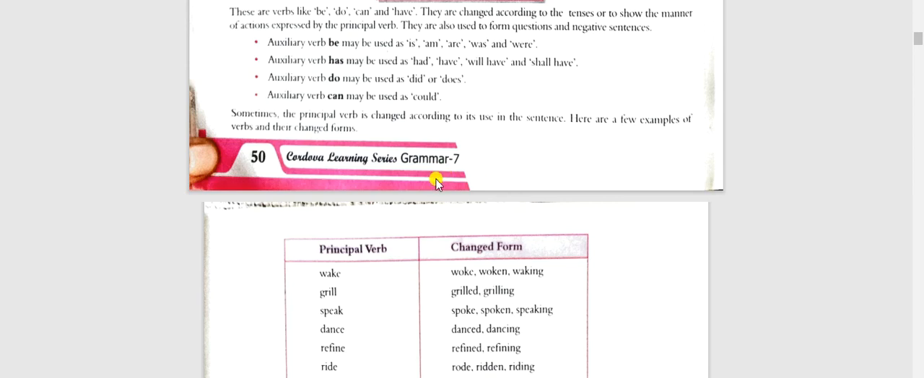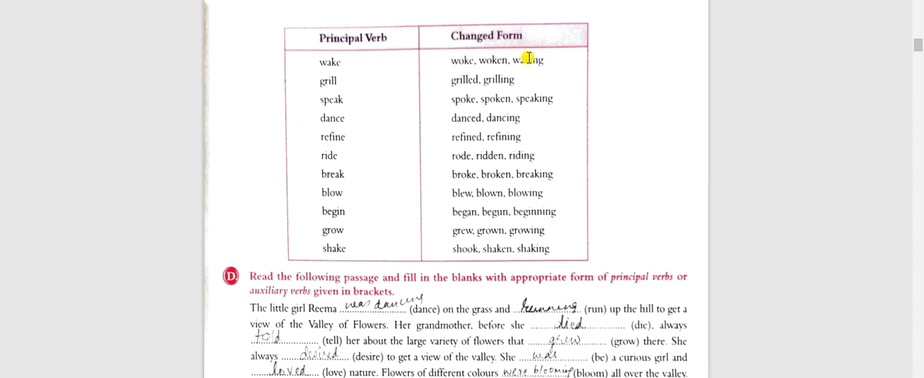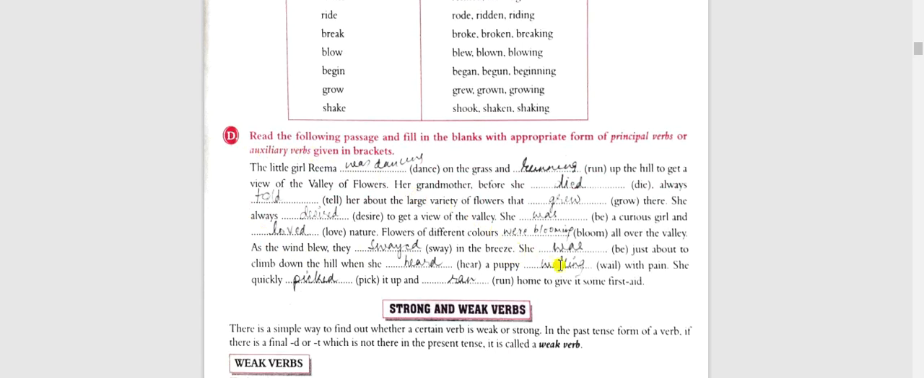Here are a few examples of verbs and their change form. Now, principal verb and the change form. Wake, woke, woken, waking. Grill, grilled, grilled. Speak, spoke, spoken, speaking. Dance, danced, dancing. Refine, refined, refining. Ride, rode, ridden, riding. Break, broke, broken, breaking. Blow, blew, blown, blowing. Begin, began, begun, beginning. Grow, grew, grown, growing. Shake, shook, shaken, shaking.